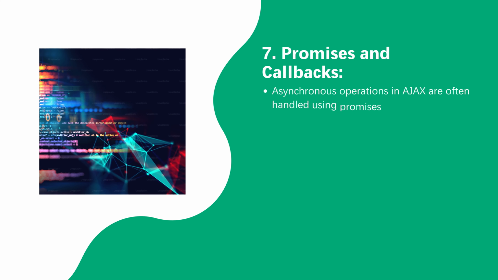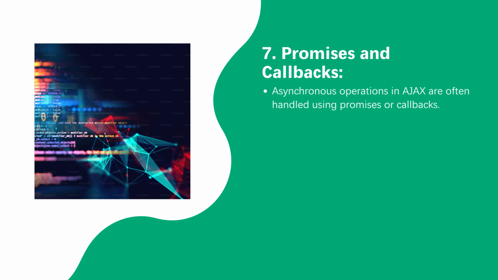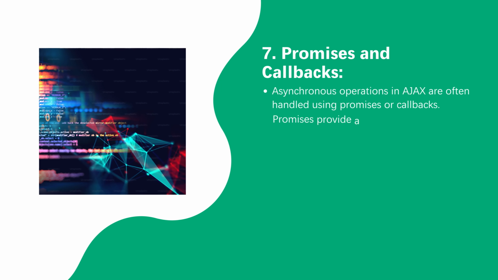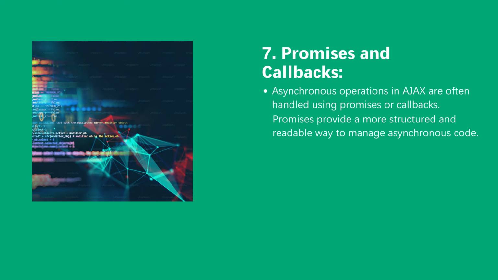Promises and callbacks. Asynchronous operations in Ajax are often handled using promises or callbacks. Promises provide a more structured and readable way to manage asynchronous code.